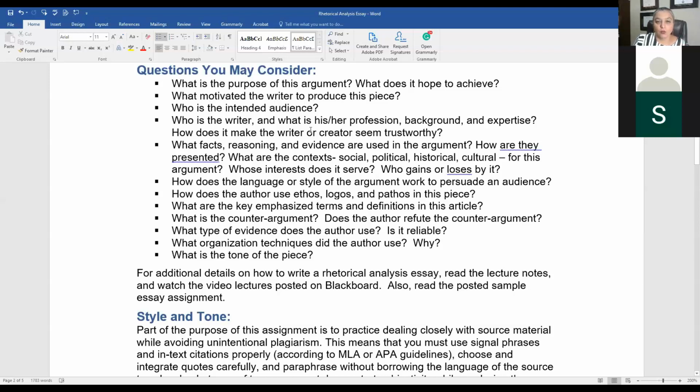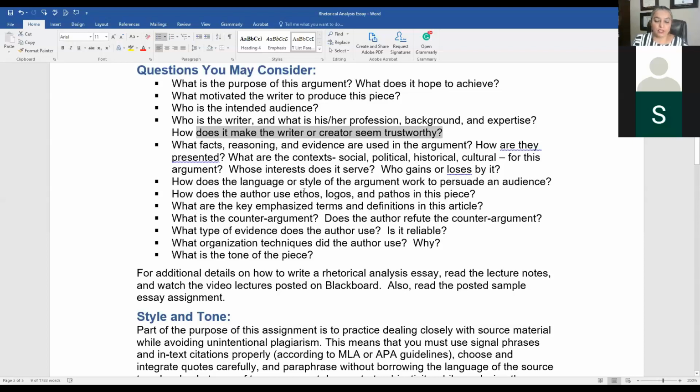Who is the writer, and what is his or her profession, background, and expertise? How does it make the writer or creator seem trustworthy? Okay, how do you know that you can trust this author? That information needs to be added here. What facts, reasoning, and evidence are used in the argument? How are they presented? What are the context, social, political, historical, cultural, for this argument? Whose interest does it serve? Who gains or loses by it?